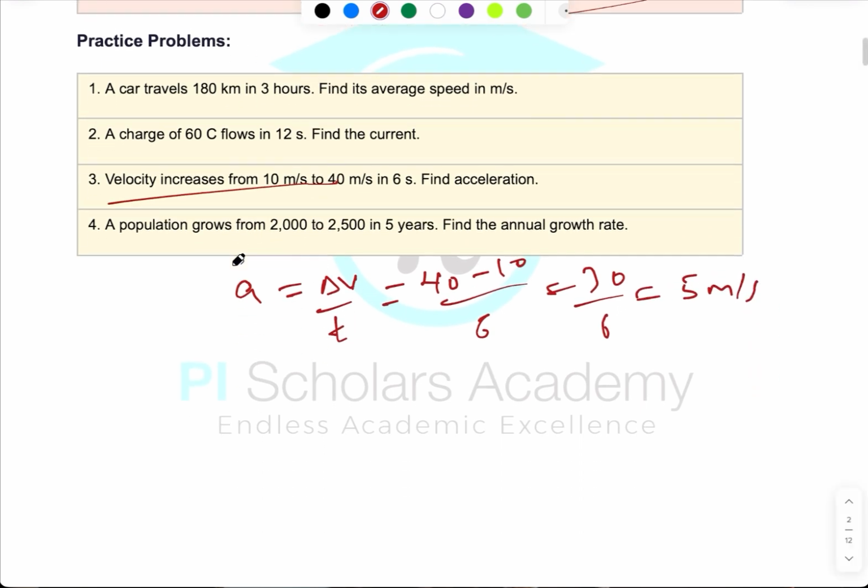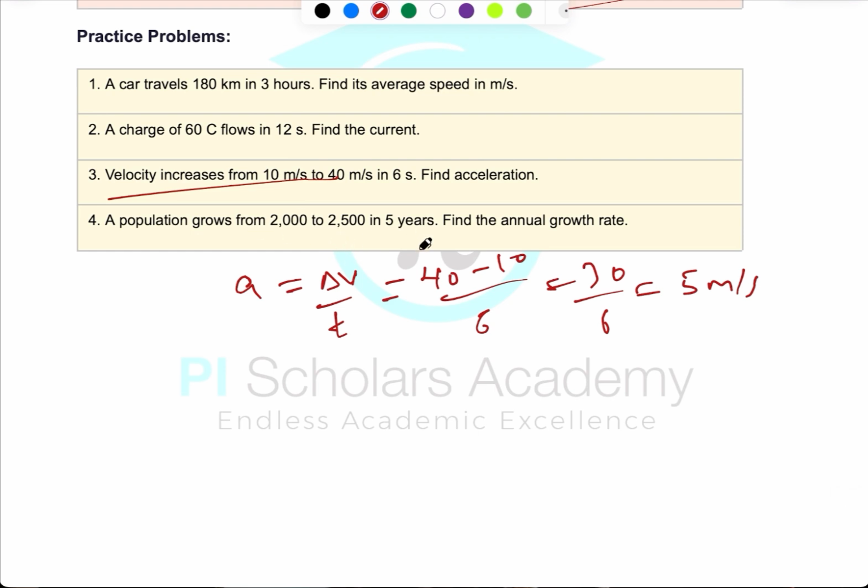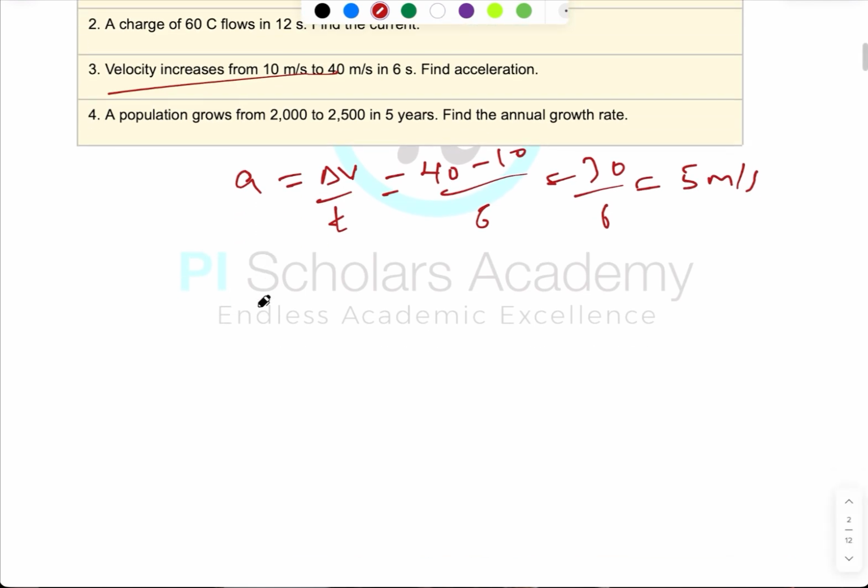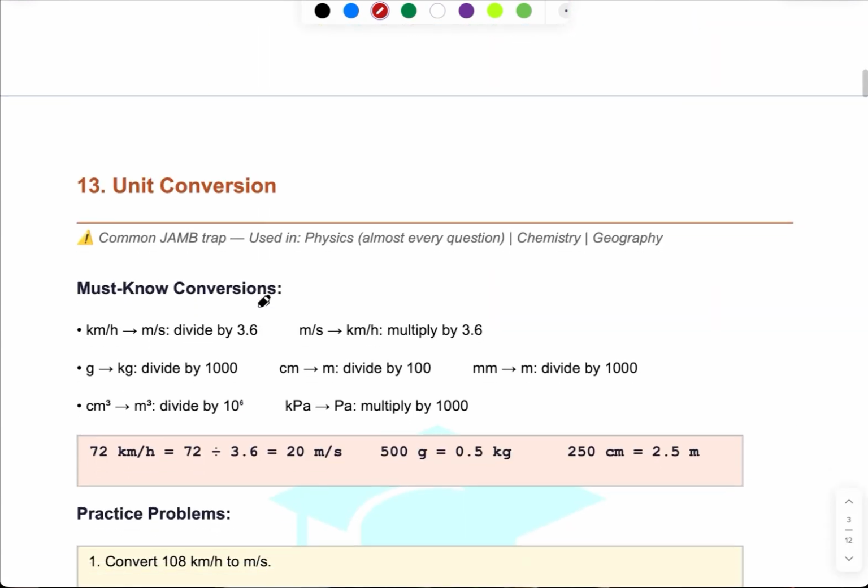In this place as well, population growth from 2000 to 2500 in 5 years. What is the growth rate? That is, how much are they growing per year? That will be 2,500 minus 2,000. That's going to be 500 divided by 5, and that's going to be 100 per year. Let's go to topic 13.